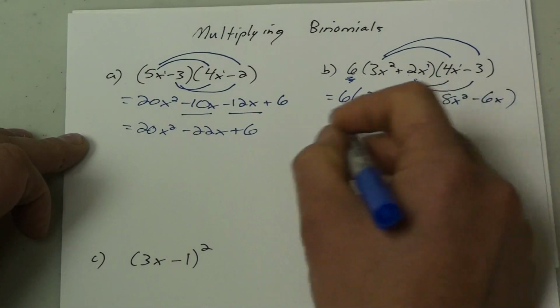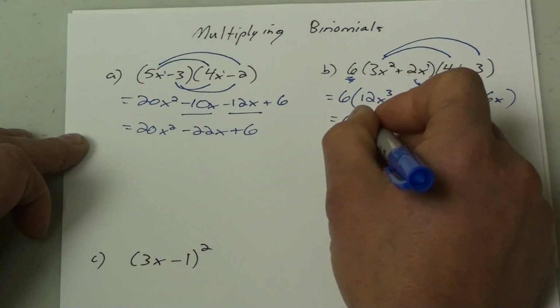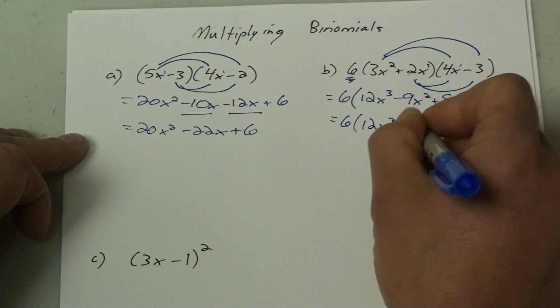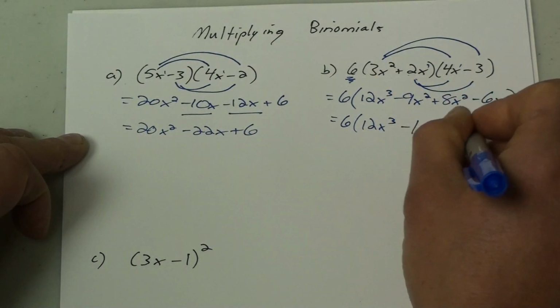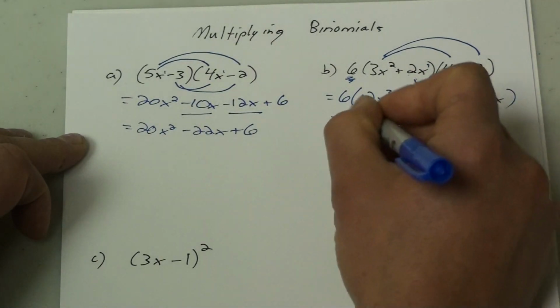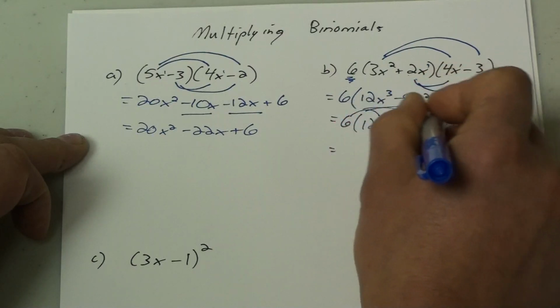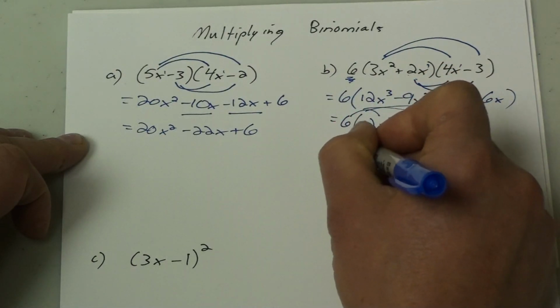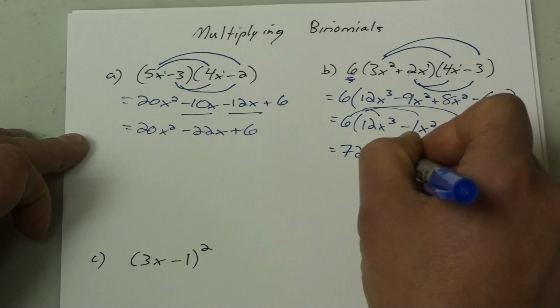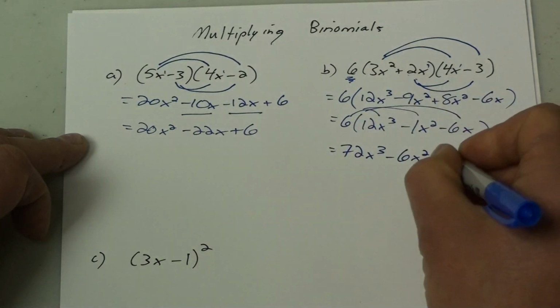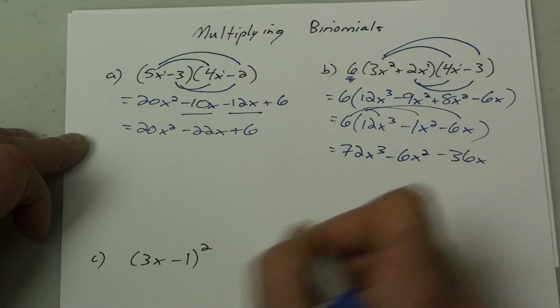I have a couple like terms, I can collect them. So 6 stays out front, 12x cubed minus 1x squared minus 6x. And now I can multiply my 6 into all three of those terms. It's going to give me 72x cubed minus 6x squared minus 36x.